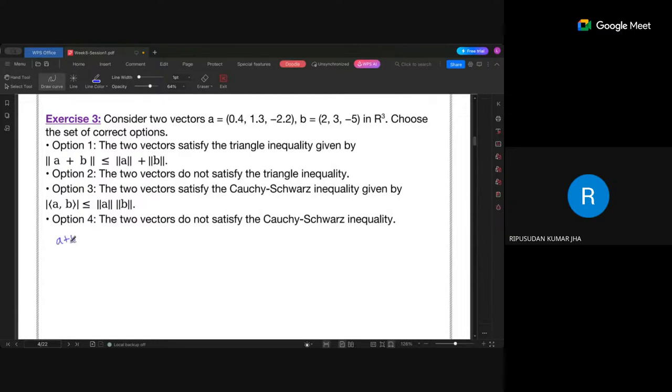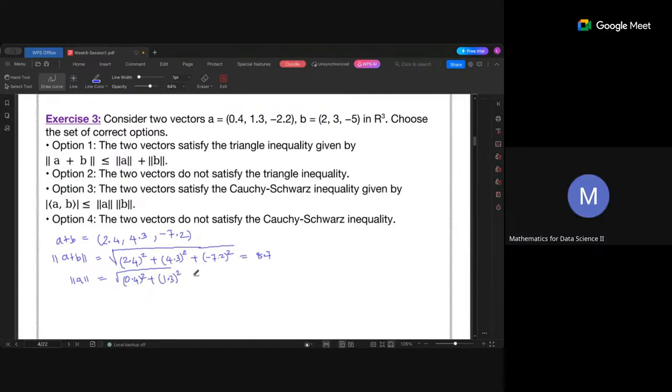A plus B is 2.4, 4.3, and minus 7.2. So what is the norm then? Root of 2.4 to the whole square plus 4.3 to the whole square plus minus 7.2 to the whole square. So what is this? Calculate and tell me. Square root of 6.69, that is 2.586.